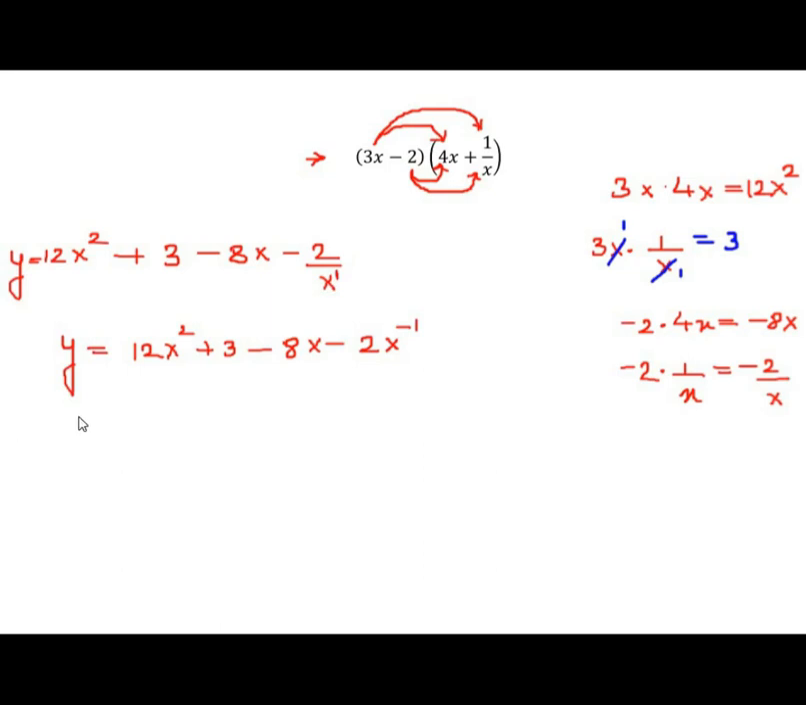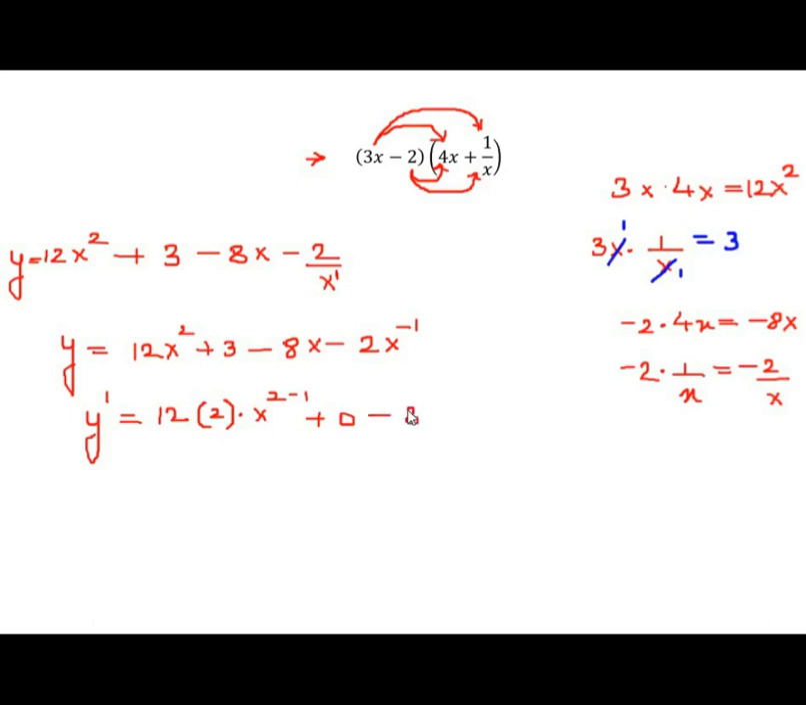Now I am going to differentiate it. So y dash equals 12. The power of x comes down, so it is times 2 into x to the power of 2 minus 1. The power reduces by 1. Plus 3. Now as I had mentioned earlier, the differentiation of any constant term is going to be 0. So we get the differentiation of 3 as 0.